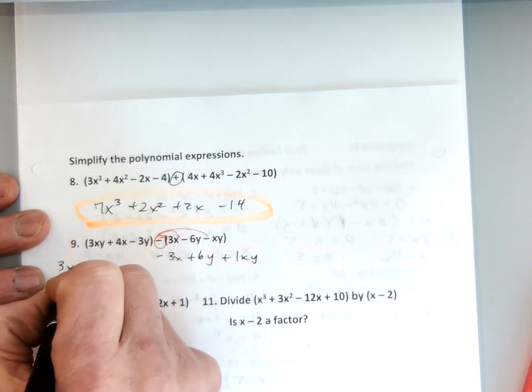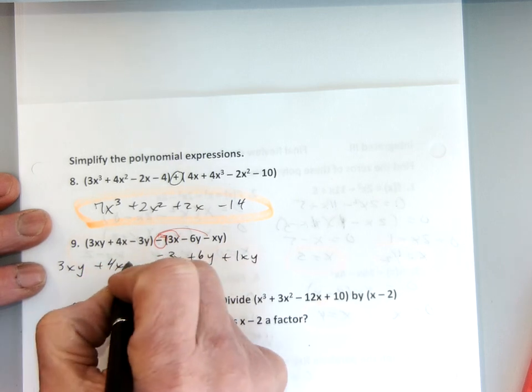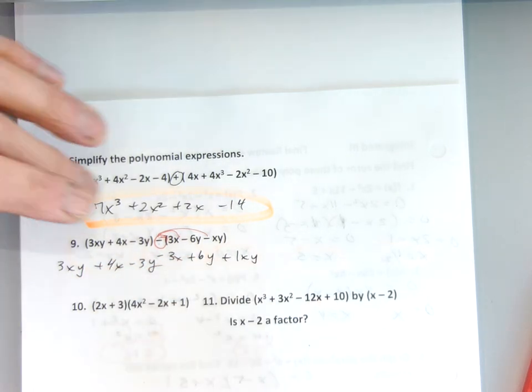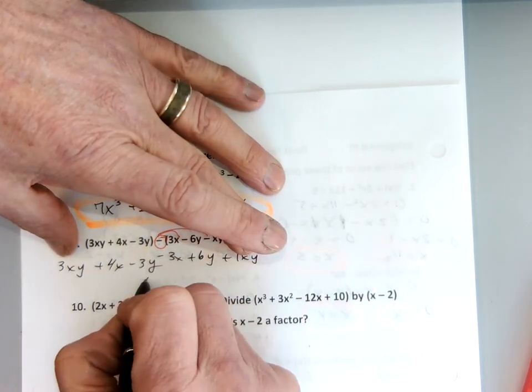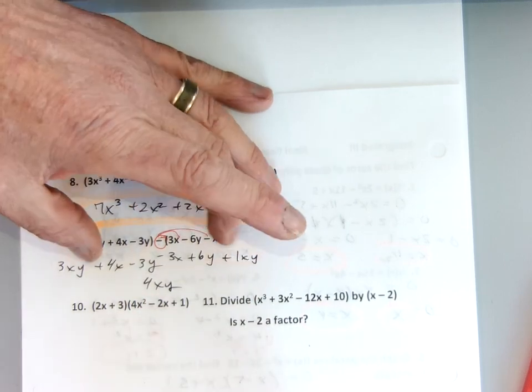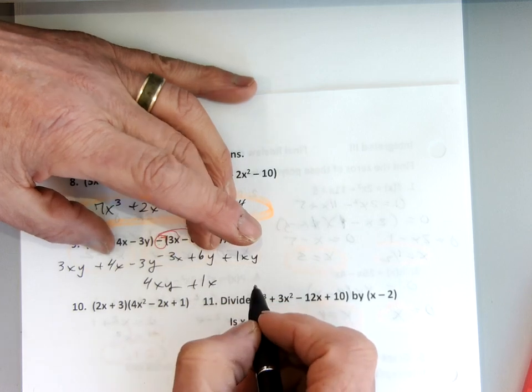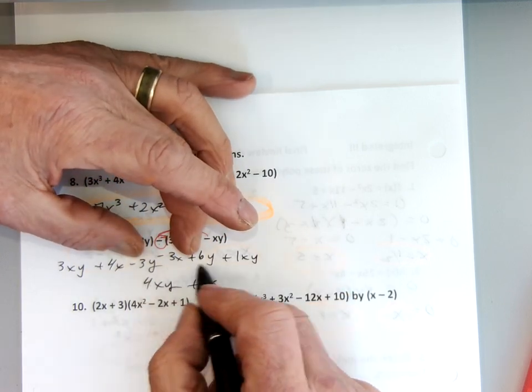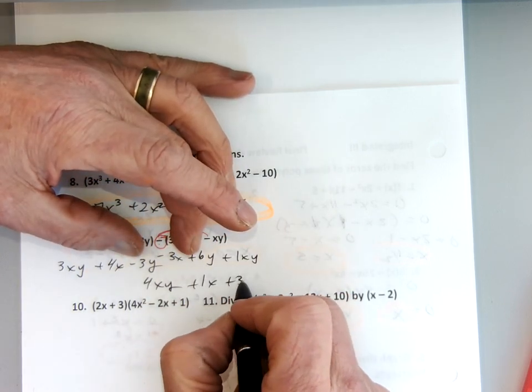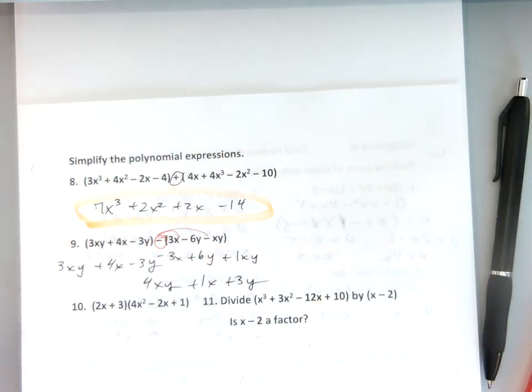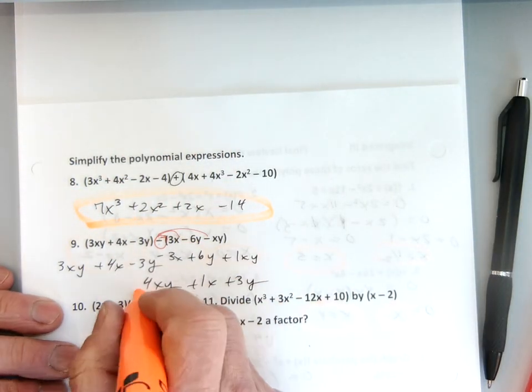So I get a 3xy plus a 4x minus 3y. And I'm going to combine terms. So the xy's, I'm going to have a 4xy. I'm going to put the x together. I'll have a positive 1x. And the y's together, I'll have a positive 3y. So that is the answer. I cannot combine terms that are not the same.